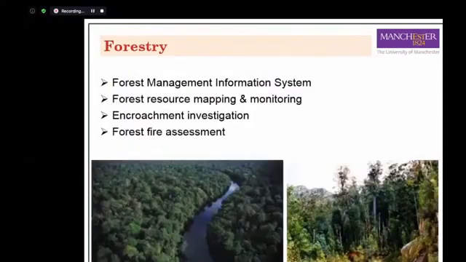And forestry, yeah, again a huge area of applications of remote sensing. We know the process of climate change totally depends on this. The forests are the lungs of our earth, so we have to conserve this forest. That's why forestry or forest science, remote sensing is a very important tool. GIS is a very important tool, and remote sensing data is very important for forestry science or forestry application. Forest management information system, forest resource mapping and monitoring, forest fragmentation, forest encroachment, deforestation, forest fire assessment.